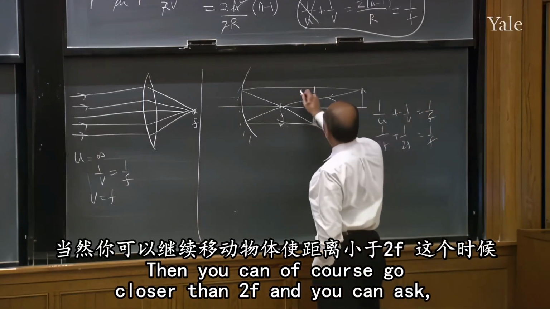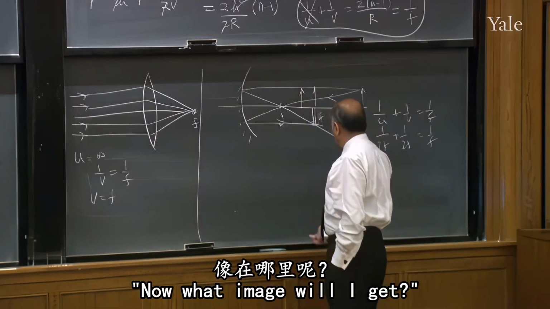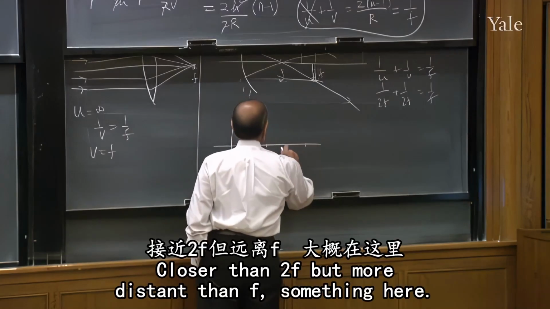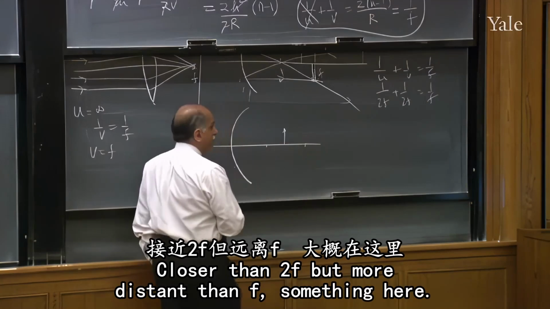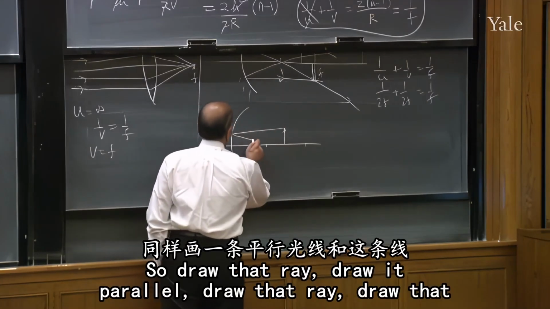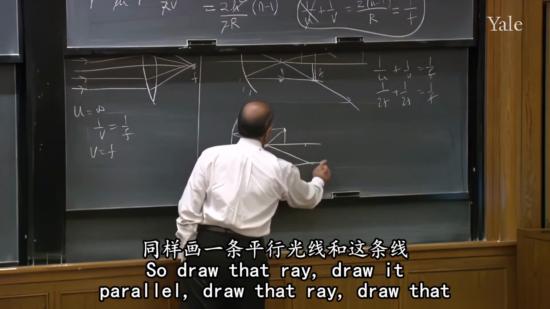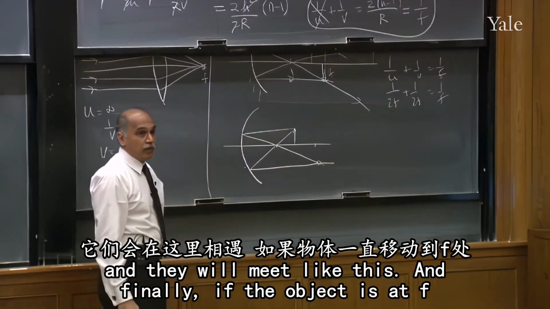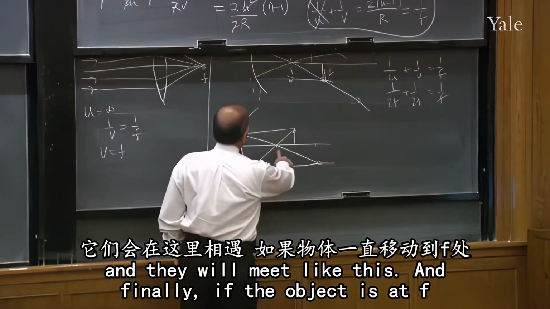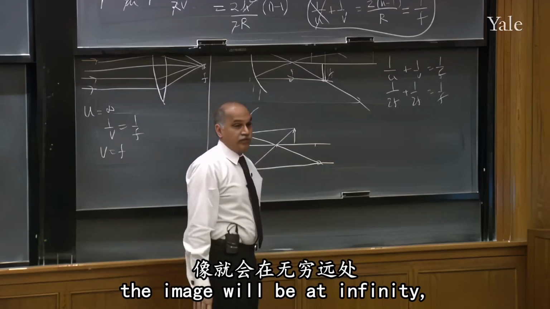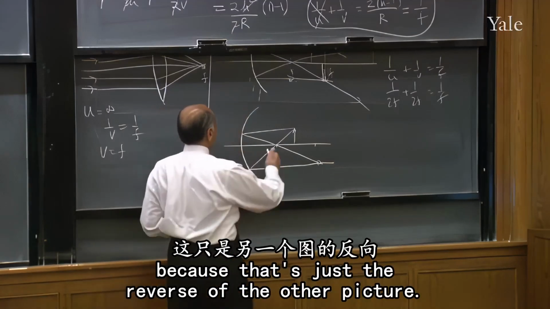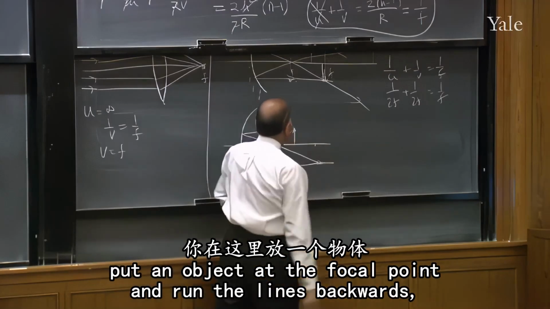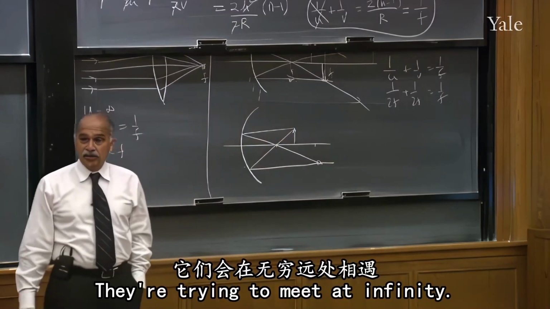Then you can, of course, go closer than 2f, and you can ask, what image will I get? So maybe I'll draw one more picture for that one. So this is closer than 2f, but more distant than f, something here. So draw that ray, draw it parallel, draw that ray, draw that, and they will meet like this. And finally, if the object is at f, the image will be at infinity, because that's just the reverse of the other picture. If all the rays from infinity focus here, if you put an object at the focal point and run the lines backwards, they'll go out parallel, so they'll never meet. So they're trying to meet at infinity.